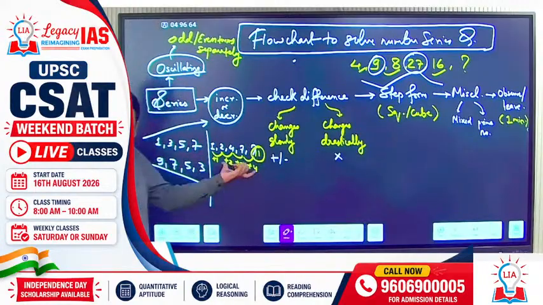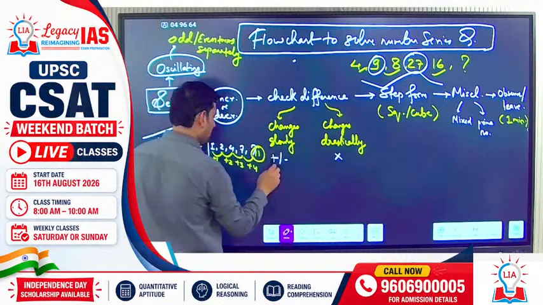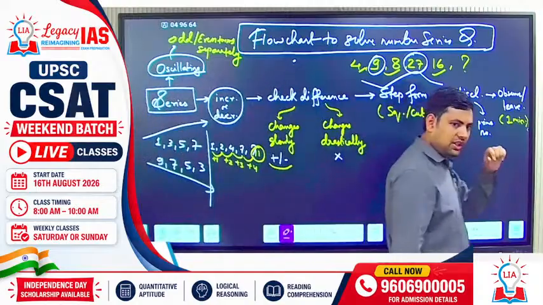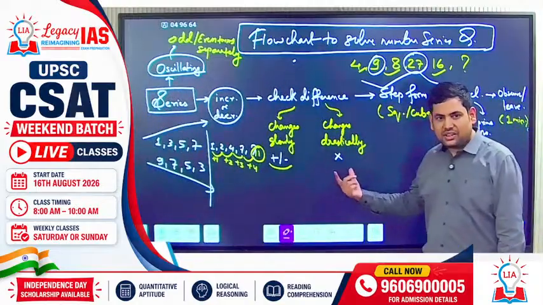What is this? This difference is changing very slowly. That means if it is changing very slowly, then it must involve some kind of plus or minus. Very easy to identify using that step form also. You do just one step, you will start seeing the pattern. Correct? Now, sometimes the change is there, of course, but it is changing very drastically.